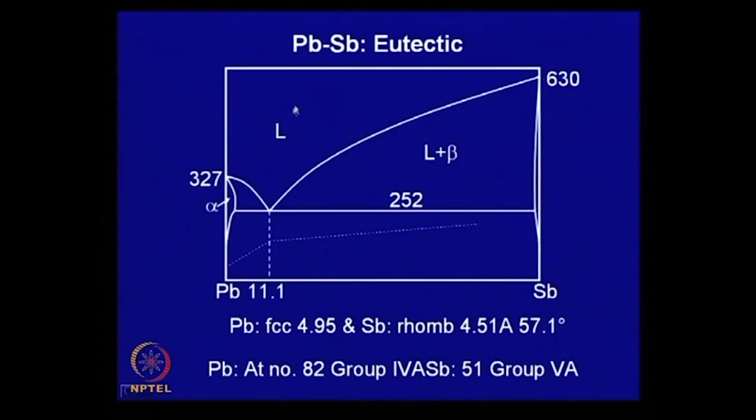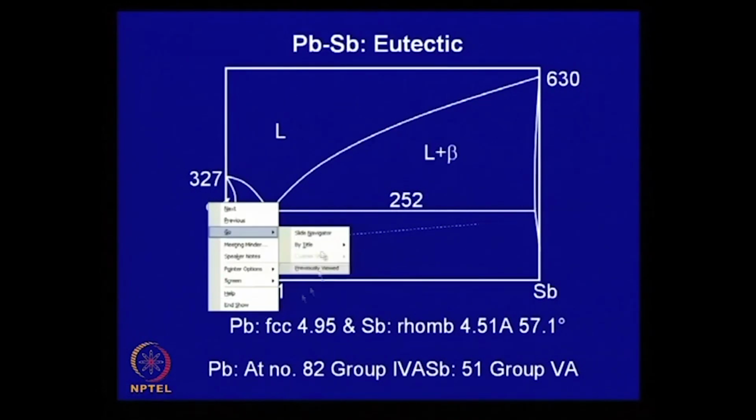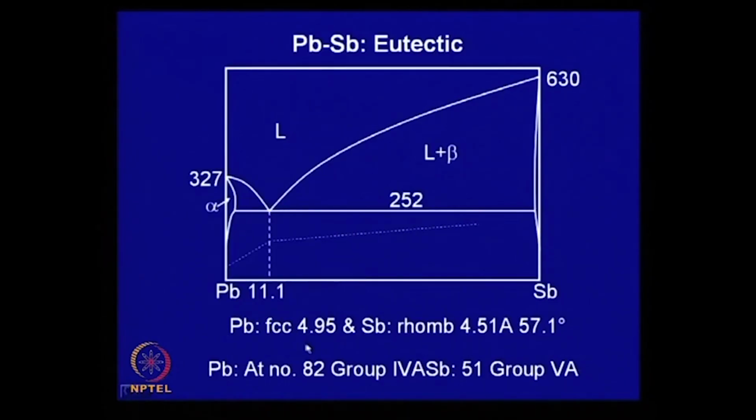This is another example, a lead antimony eutectic. This also has limited solubility. Lead is face centered cubic, antimony is rhombohedral, lead's atomic number is 82, antimony's is 51, and they belong to different groups of the periodic table. And here also the properties will vary something like this.